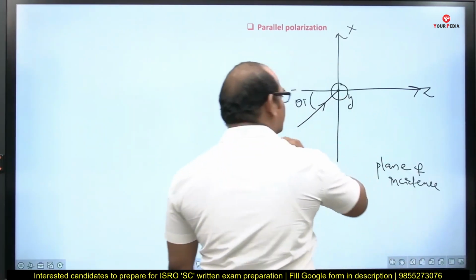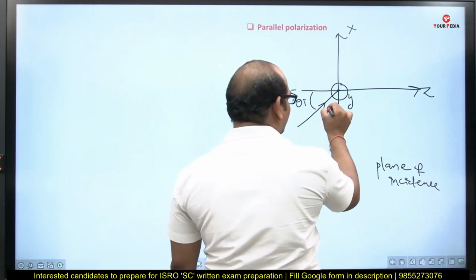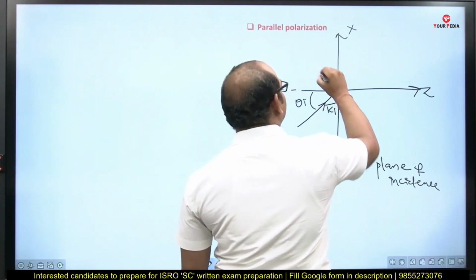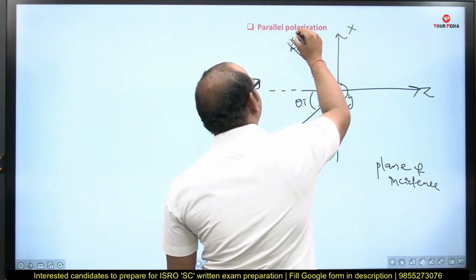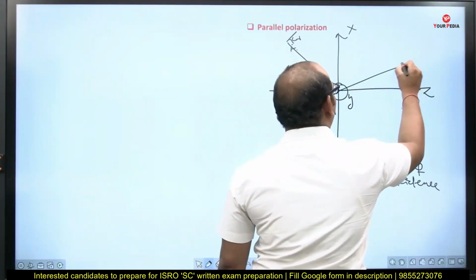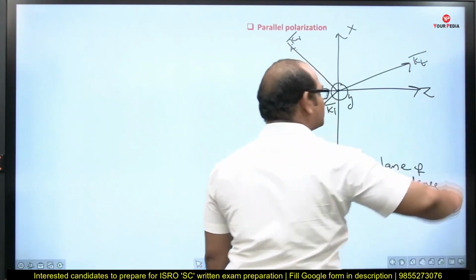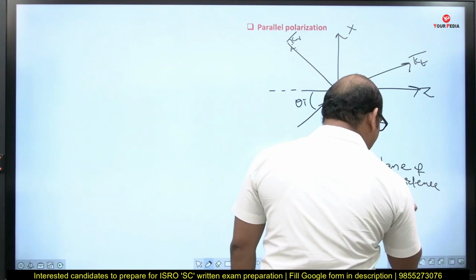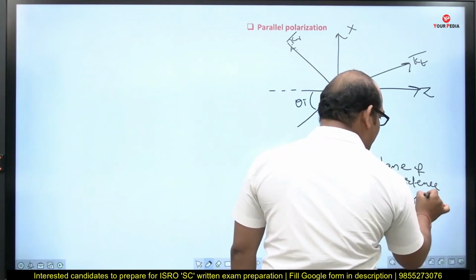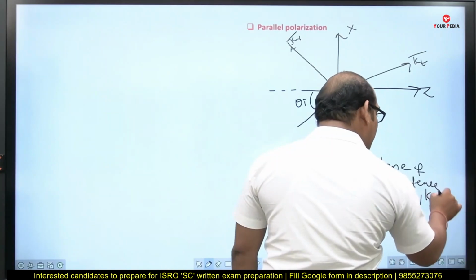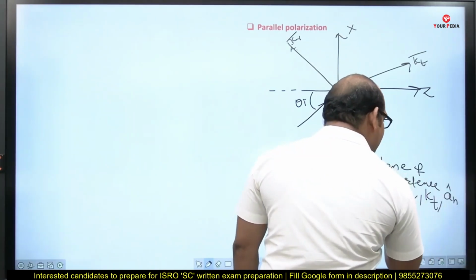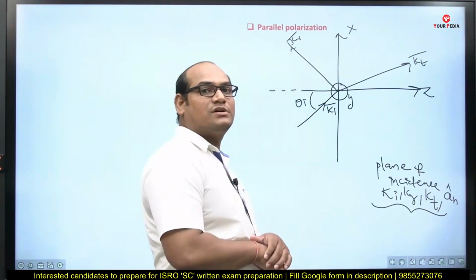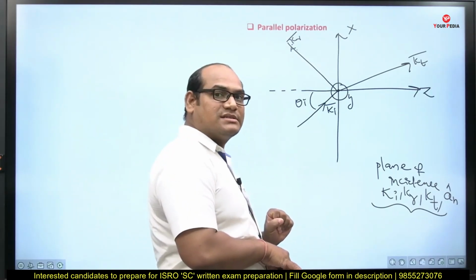Because this is the incident wave, we can represent its corresponding vector as ki bar. This is the reflected wave, whose corresponding vector is represented with kr bar. The transmitted wave's corresponding vector is represented with kt bar. So the plane of incidence is nothing but the plane in which this ki, kr, kt and the normal to the interface, that is an cap, are available. These three are available in one plane. That plane is the plane of incidence.